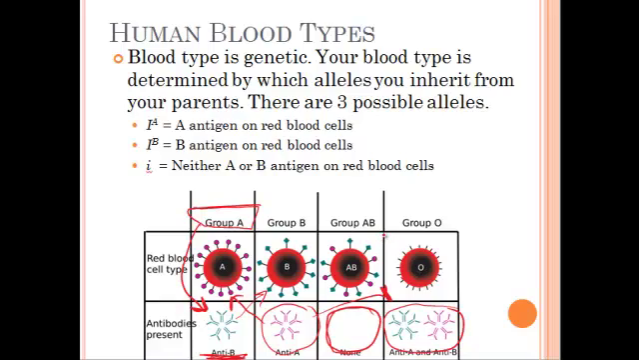AB blood, on the other hand, you are called the universal recipient because you don't have any antibodies. So you can receive O-type blood, your body won't attack. You can receive B-type blood, no antibodies to attack it. A-type blood, okay. AB-type blood, okay. So you can receive any blood type, and so you are the universal recipient.